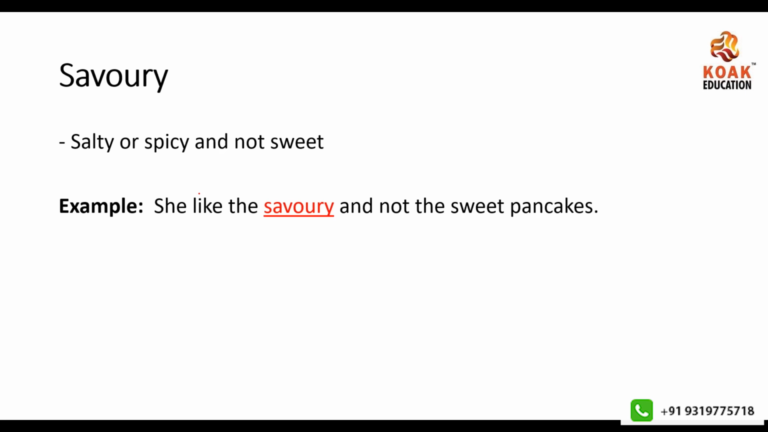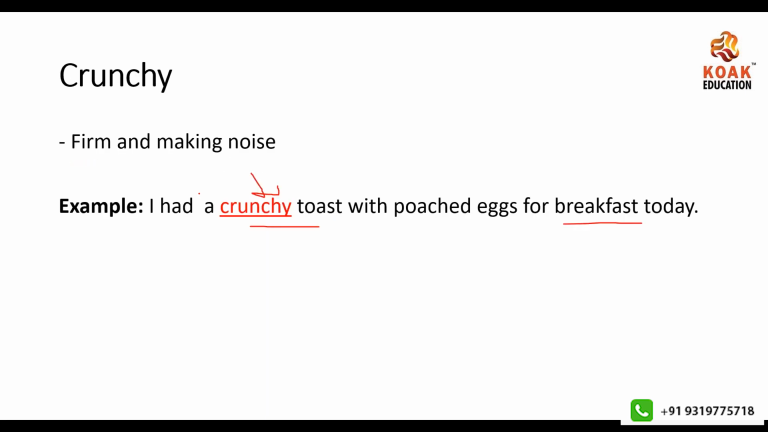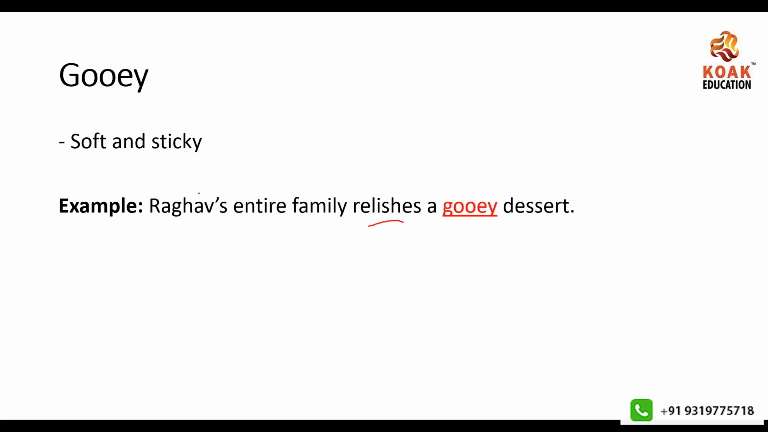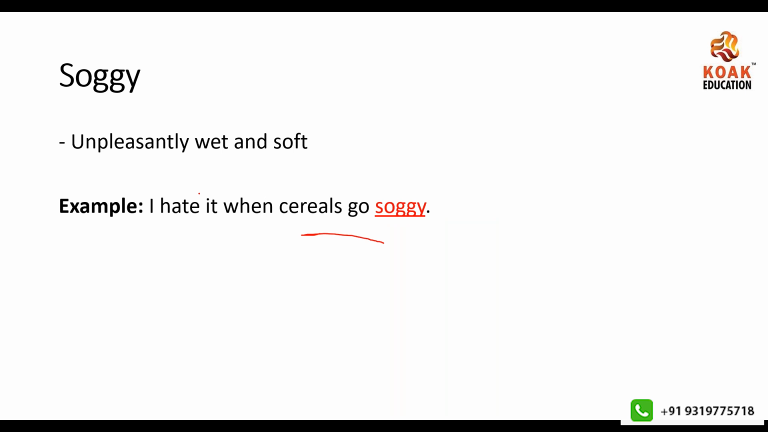And these were the adjectives that I had. So we would just quickly recall it. Savory, that is salty or spicy but not sweet. Then we have crunchy, that's firm, that makes noise. Then we have gooey, that is soft and sticky. And then we have soggy, that's unpleasantly wet and soft, like cereals, like other biscuits and cookies.